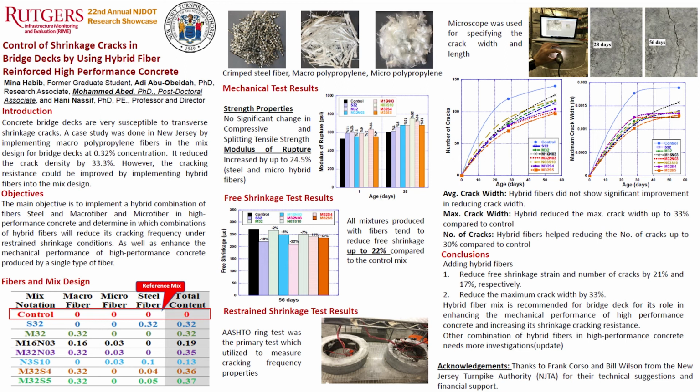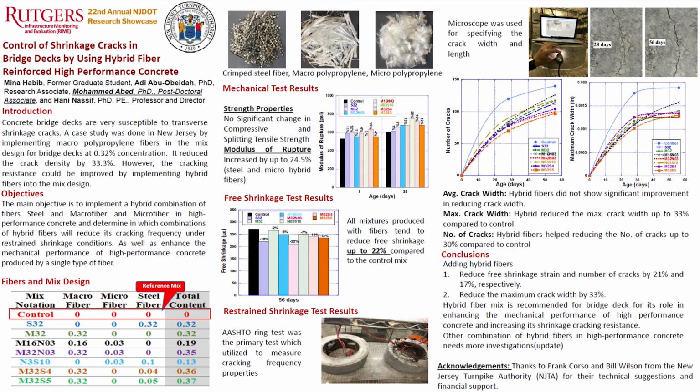Thus, the main objective of this study is to evaluate the performance of hybrid fiber-reinforced high-performance concrete on shrinkage and cracking resistance, combining steel fiber, macro polypropylene fiber, and micro polypropylene fiber at different fiber volume fractions. 8 mixes were produced with a constant water-to-binder ratio. Of these 8, there was a reference mix without any kind of fibers, 2 mixes with a single type of fiber, and 5 hybrid mixes.